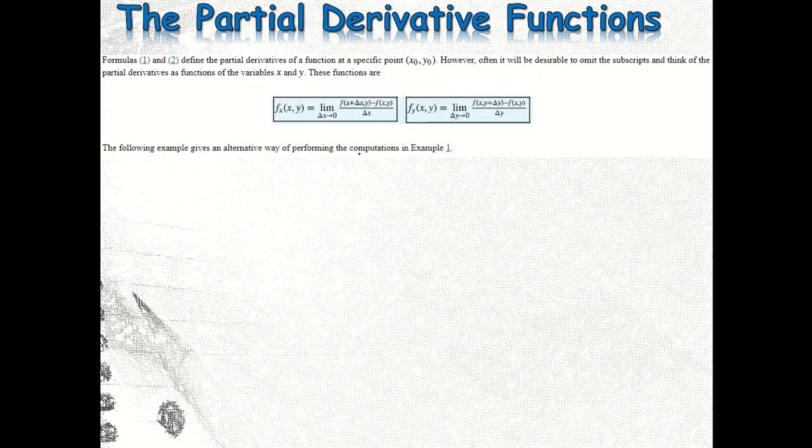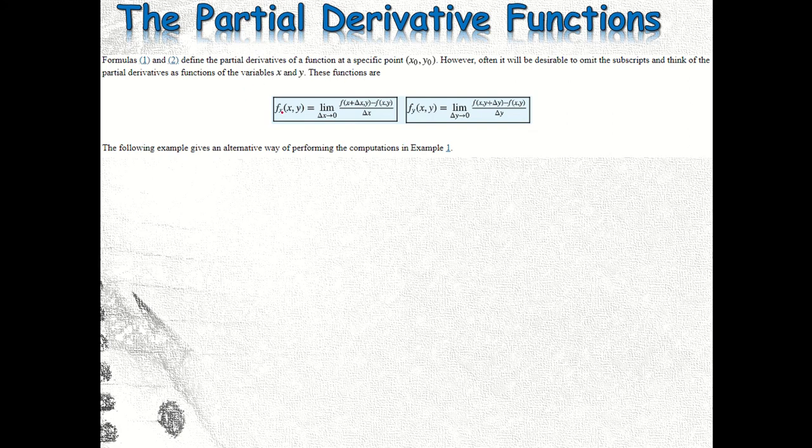concept. So formula 1 and 2, or definition 1 and 2, define the partial derivative of a function at a specific point, a point with the coordinates x sub 0 and y sub 0. However, often it will be desirable to omit the subscripts and think of the partial derivatives as functions of the variables x and y. So these functions are given in this formula.